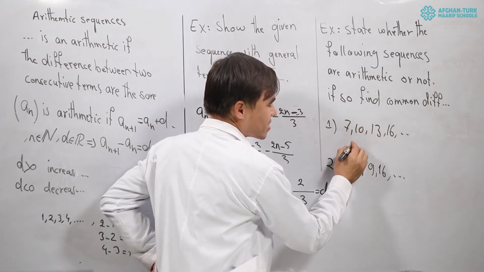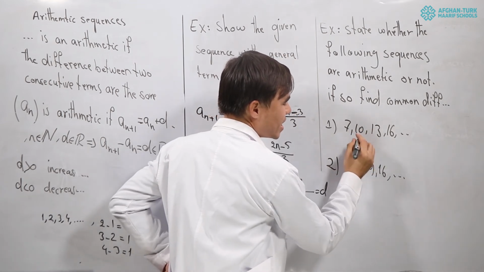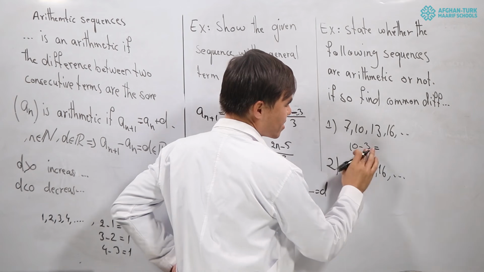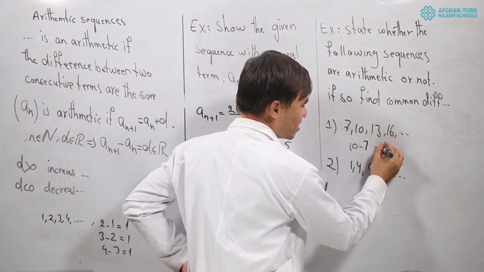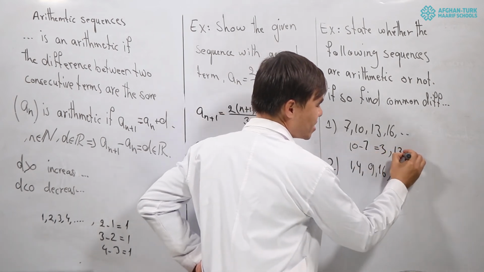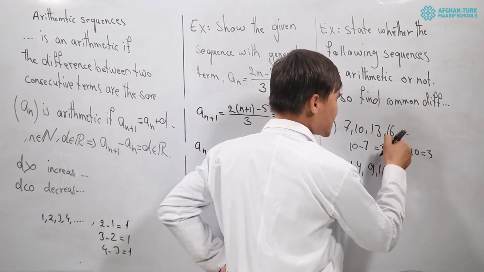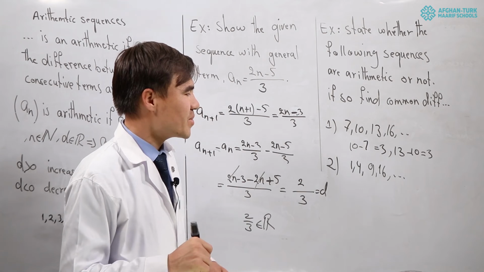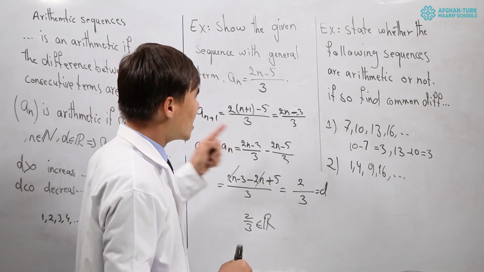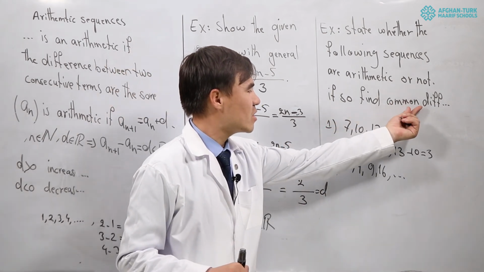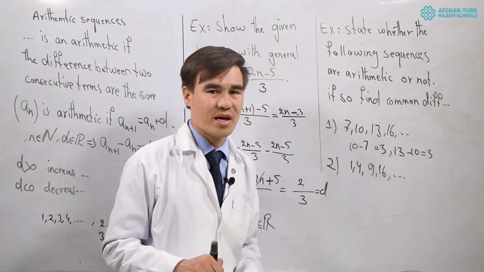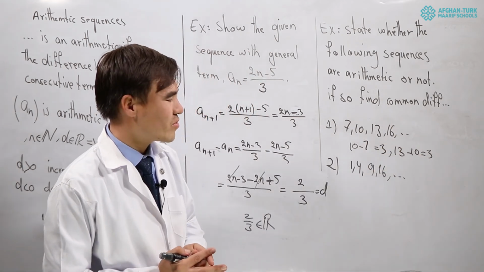Here, 10 minus 7 is 3. And 13 minus 10 is 3. And 16 minus 13 is 3. This is an arithmetic sequence, and at the same time we found the common difference, which is equal to 3, which is a real number.